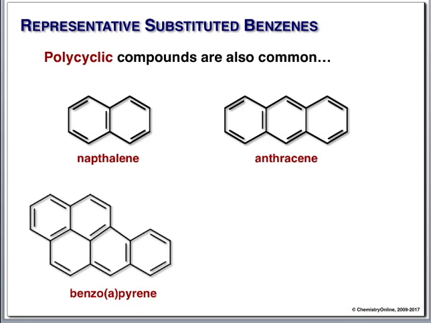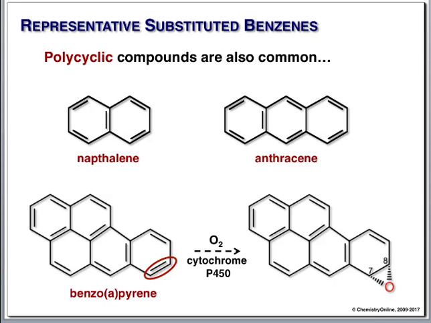The unique thing about this is that this double bond in this polycyclic system is extraordinarily reactive. Unusually reactive for a benzene. In fact, it reacts like it's really a double bond. It turns out that there is an enzyme system in your body called the cytochrome P450 system that will take oxygen and add it to this double bond. Now, it does this in a very nice attempt to detoxify itself.